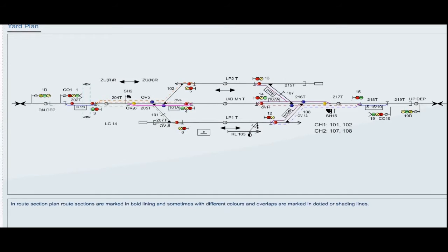In the route section plan, route sections are marked in bold lining and sometimes with different colors, and overlaps are marked in dotted or shading lines. This facilitates easy identification of route sections from overlaps in big yards with many routes and signals. The buttons are represented by small circles in the plan.